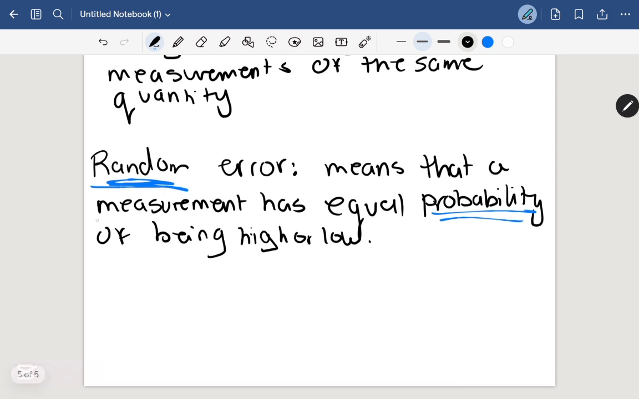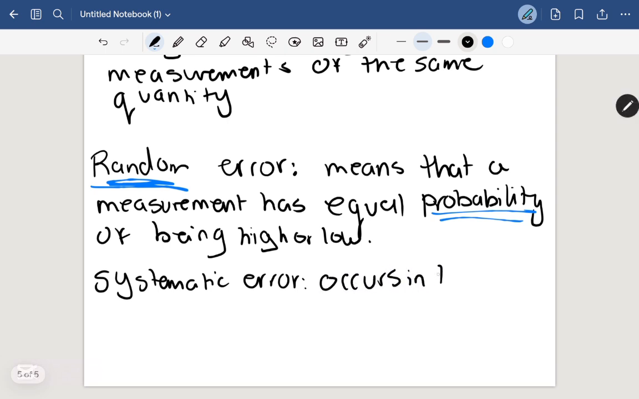Now the final thing we will discuss is what is systematic error. Systematic error. What about systematic error? It is determinate, meaning it can be determined. What happens? It occurs in the same direction each time.